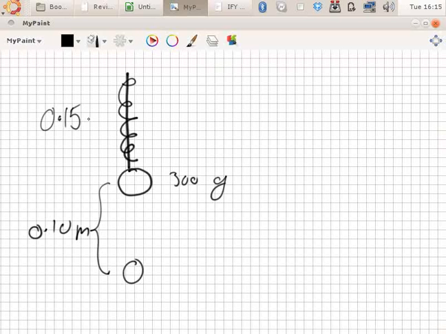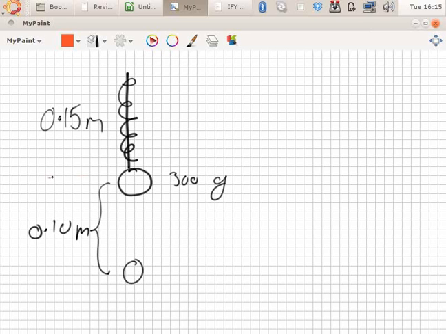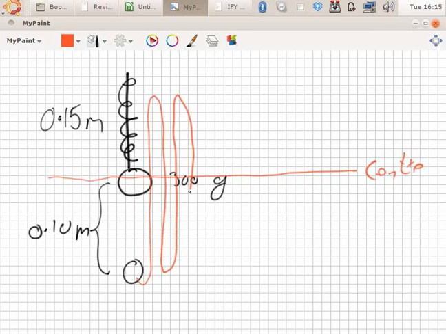So of course what will happen is it will start to oscillate up and down. So this here would be like the center. You pull it down past it and it will snap back up like this. So what would the A be here, the amplitude? 0.10, because that's how far it's going past the center point here. Anyways, let's see what they ask.